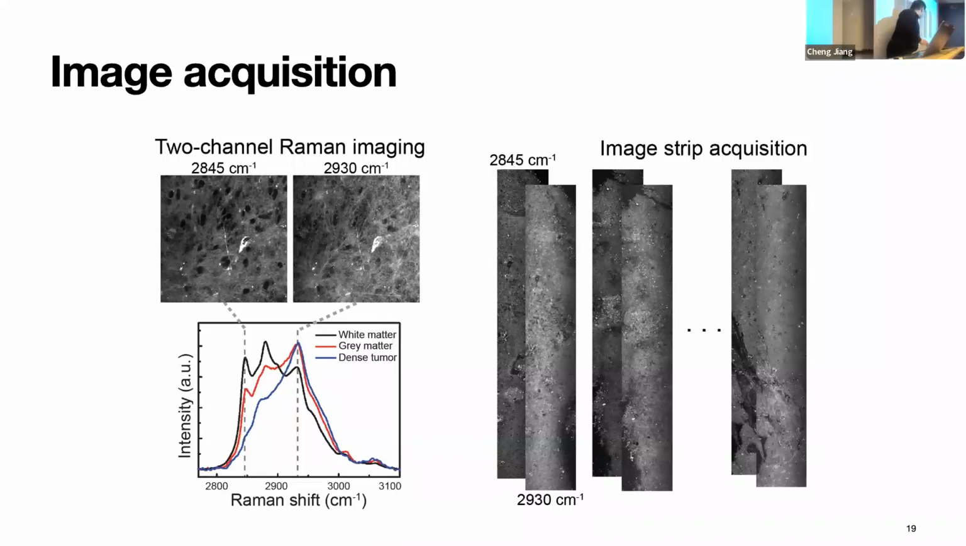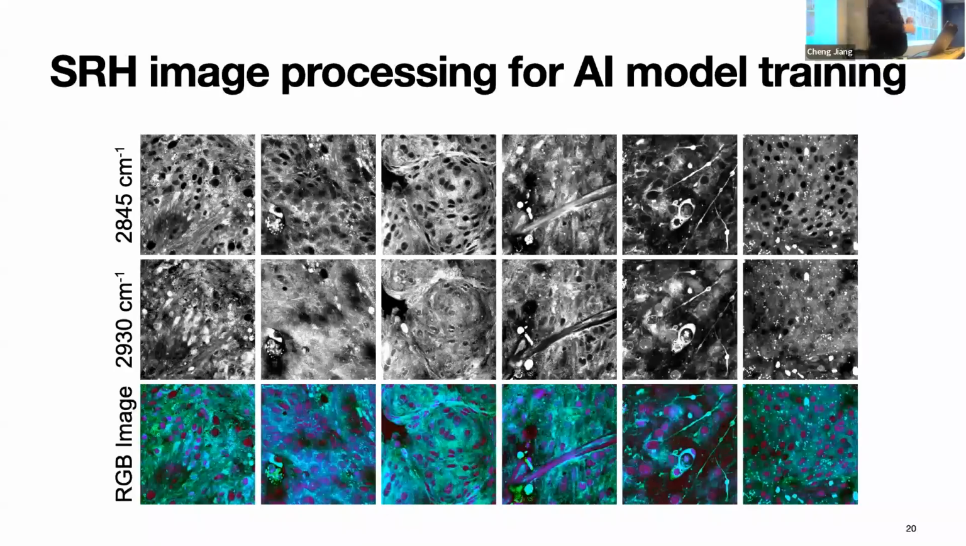The raw image format output is like this, in DICOM format. Once we have these images, we do some image processing for AI model training. What we see here are the two raw channels, and the channel on the top tends to correspond to protein and lipid content in the tissue. The second row tends to reflect nucleic acid content. So we can subtract these two channels to highlight the nuclear contrast, and then concatenate that with the two channels to create a three-channel image, which is something that we're used to looking at.